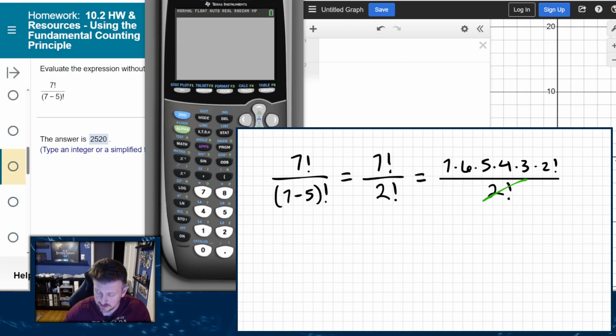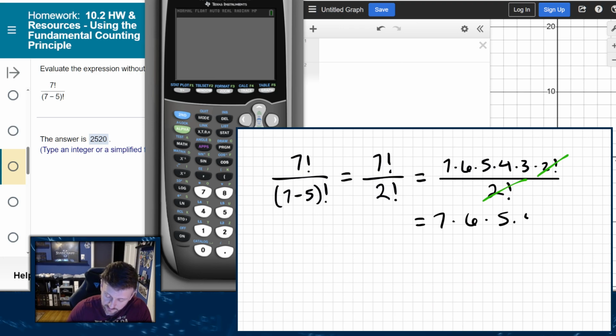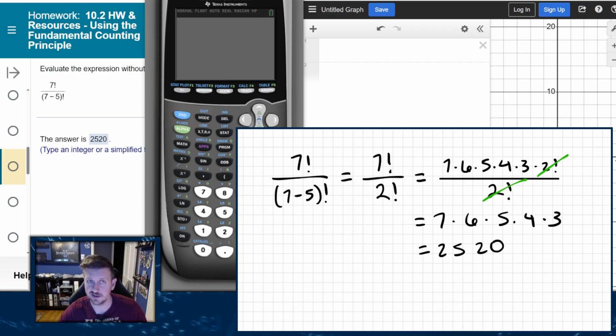The 2 factorial and that 2 factorial will reduce, because that's just 2 times 1 over 2 times 1. Both of the 2's and the 1's will reduce. Now we're left with just 7 times 6 times 5 times 4 times 3. So now we just need to do a bit of multiplication to finish that up. When you do that multiplication, you end up with 2,520.